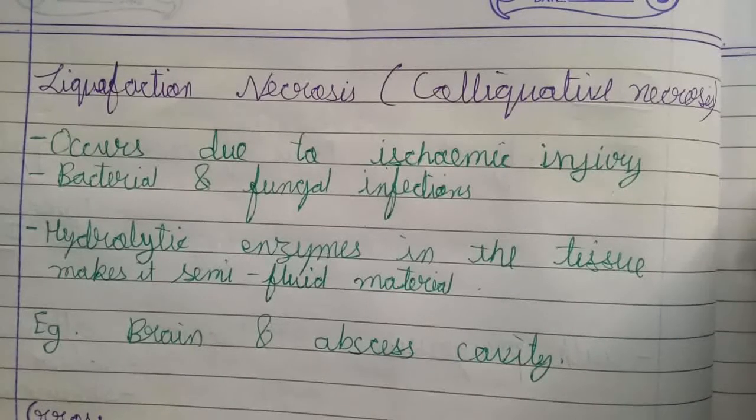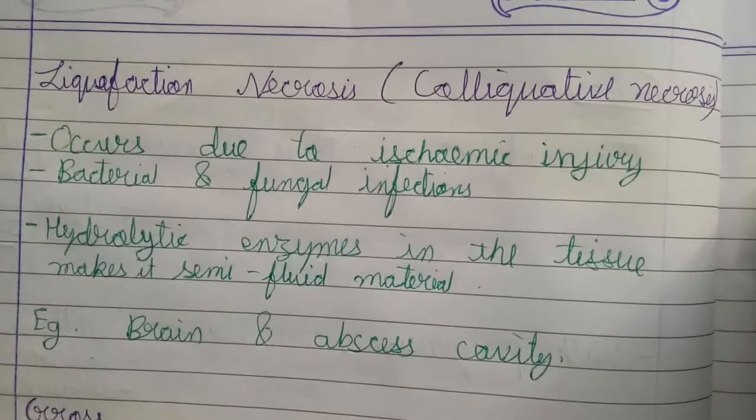So liquefaction necrosis is also known as colliquative necrosis. What do you mean by colliquative? The conversion of the solid form into a semi-fluid form is called colliquative. That's the mechanism of this necrosis. It occurs due to ischemic injury, and bacterial and fungal infections. The hydrolytic enzymes in the tissue make it a semi-fluid material, as we talked about. Examples are the brain and abscess cavity.